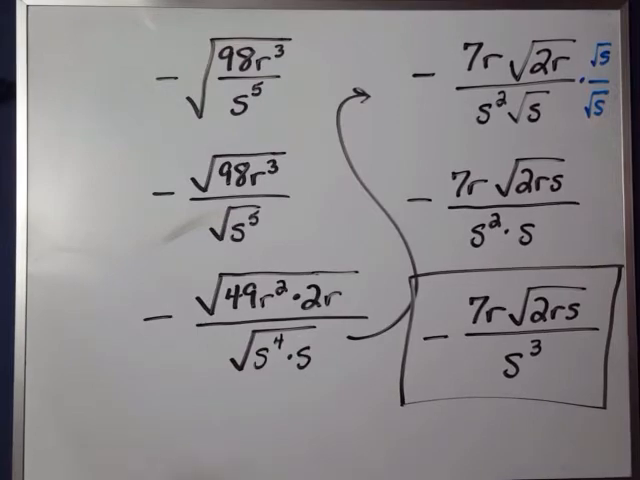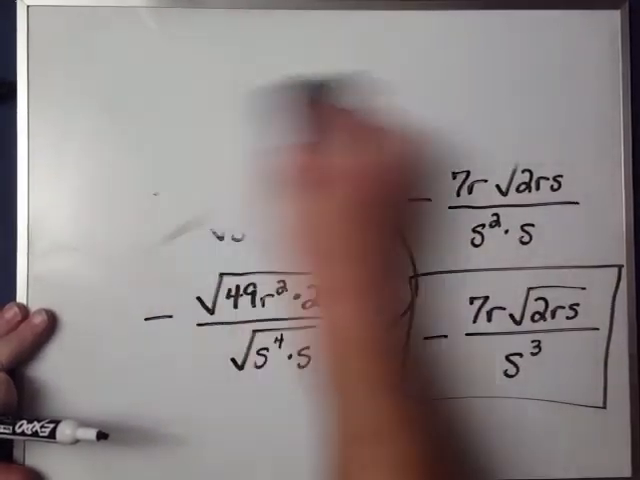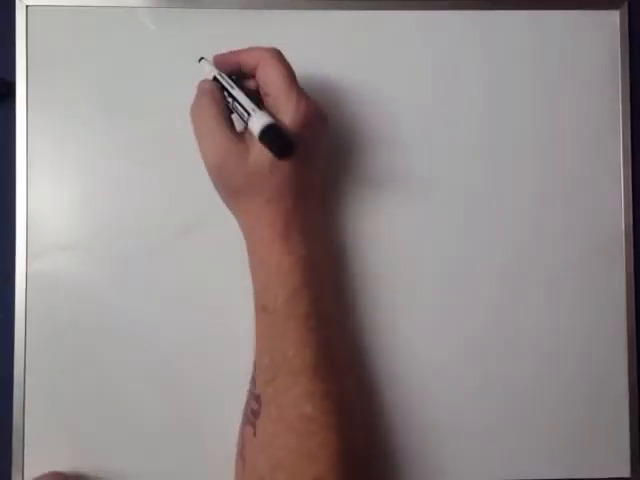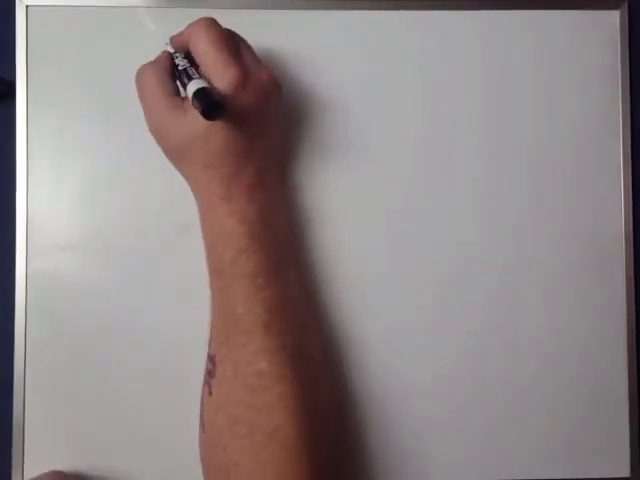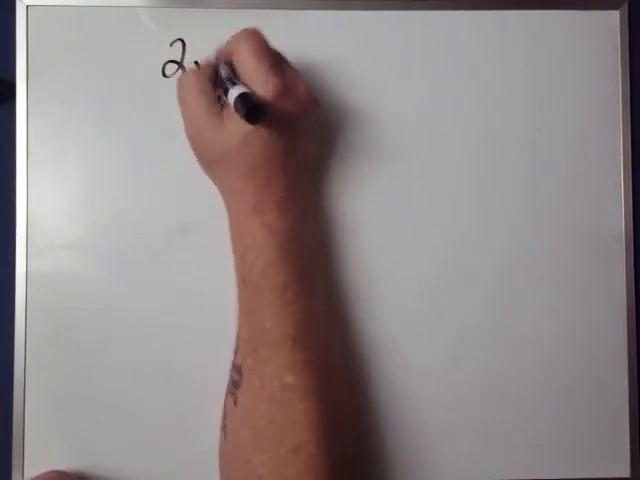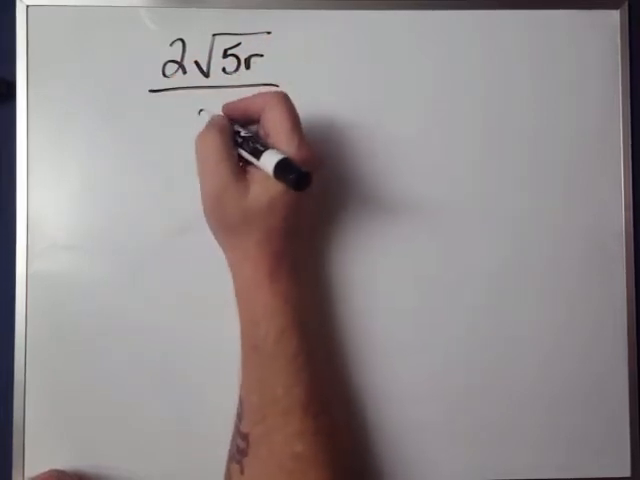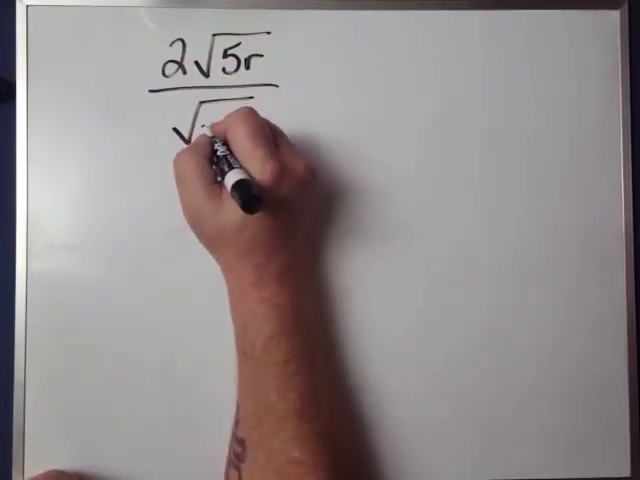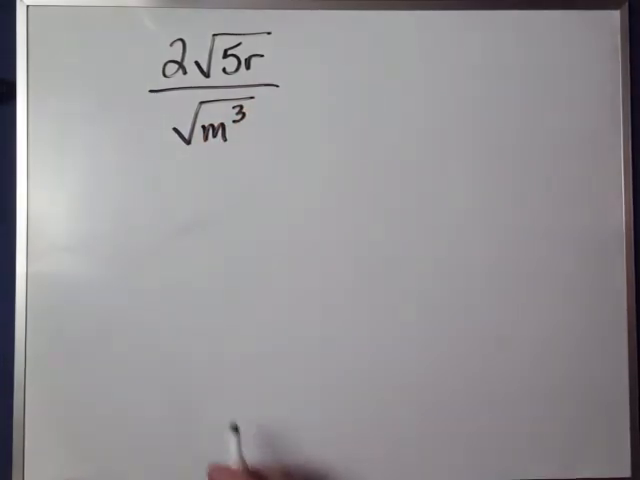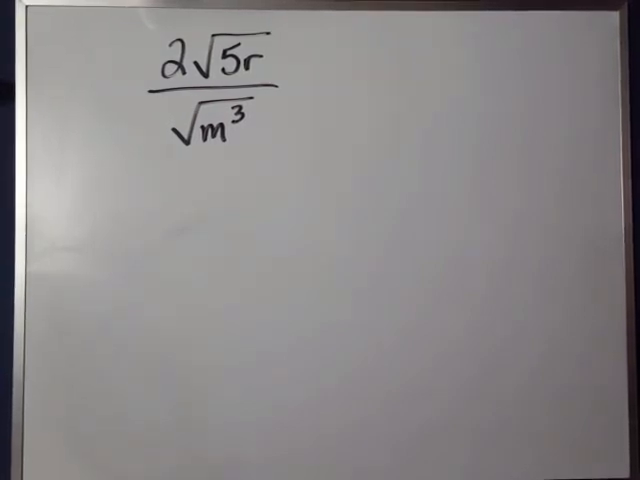Number 66. This might be one that you want to try on your own and see how you do. Come back and we'll compare answers. I would recommend first simplifying that denominator before you consider rationalizing that denominator. Go ahead and pause here, give this one a try, and come back and we'll compare answers.